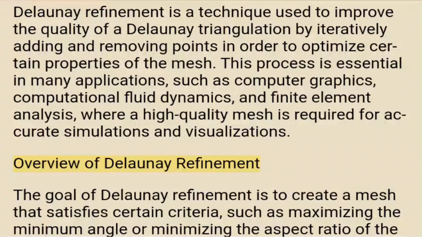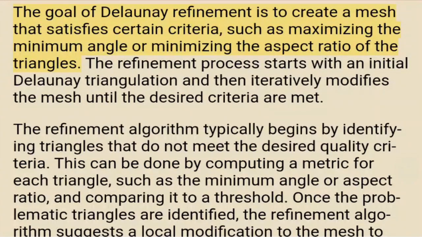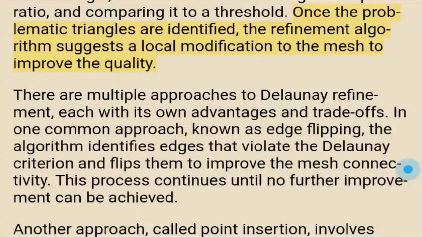Overview of Delaunay refinement. The goal of Delaunay refinement is to create a mesh that satisfies certain criteria, such as maximizing the minimum angle or minimizing the aspect ratio of the triangles. The refinement process starts with an initial Delaunay triangulation and then iteratively modifies the mesh until the desired criteria are met. The refinement algorithm typically begins by identifying triangles that do not meet the desired quality criteria. This can be done by computing a metric for each triangle, such as the minimum angle or aspect ratio, and comparing it to a threshold. Once the problematic triangles are identified, the refinement algorithm suggests a local modification to the mesh to improve the quality.